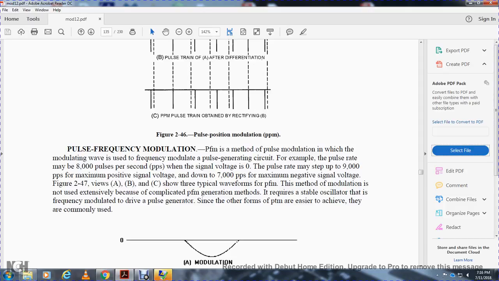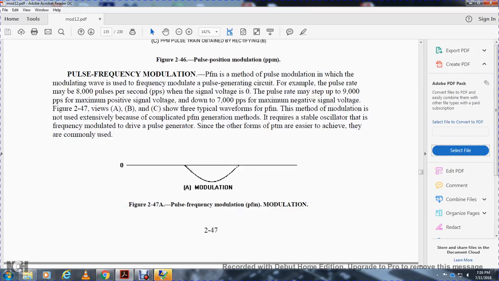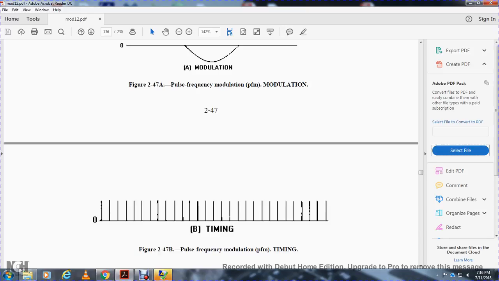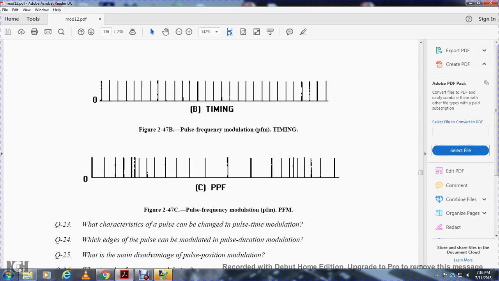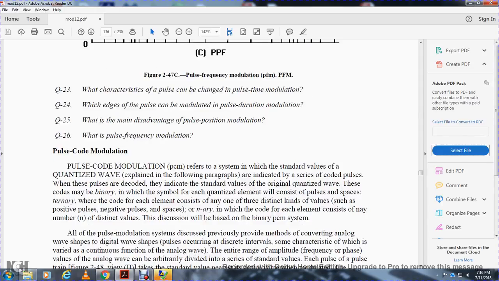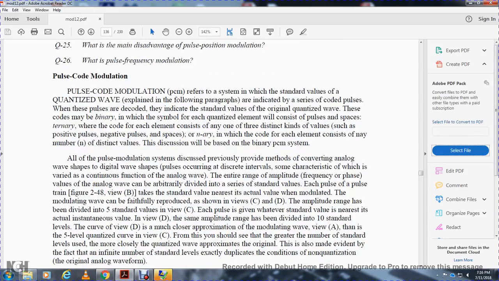This method of modulation is not used extensively because of the complicated pulse frequency modulation generators. The method requires a stable oscillator that is frequency modulated to drive the pulse generator, and since the other forms of pulse time modulation are easier to achieve, they are commonly used. Figure 2-40, views A and B, show the pulse frequency modulation timing. That covers pulse frequency modulation. And the third one, pulse code modulation.